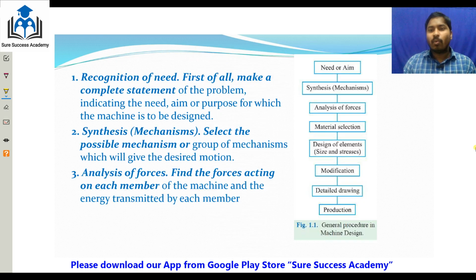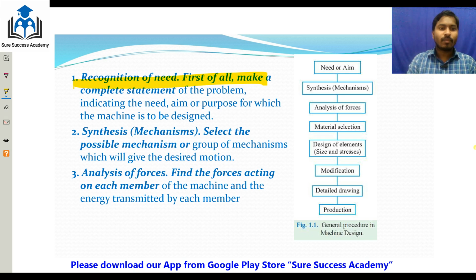So we'll see what is the need and what is the aim of the element to be designed. Recognition of need. First of all, we make a complete statement of the problem and indicate the need, the aim and the purpose for which the machine is to be designed. Machine means there is one element or machine. Why, what is the need, what is the purpose? You have to write a complete statement first. Why you are doing it, what is the need, what is the aim, you have to know.